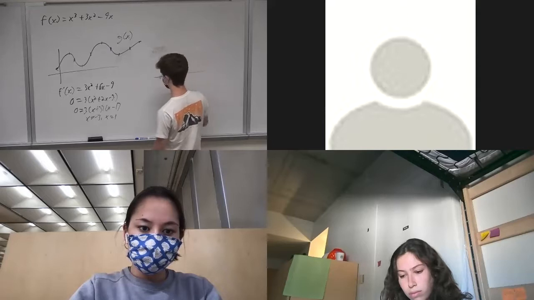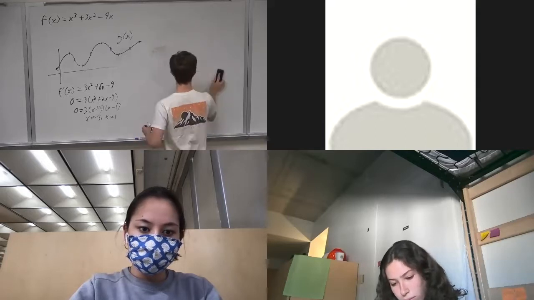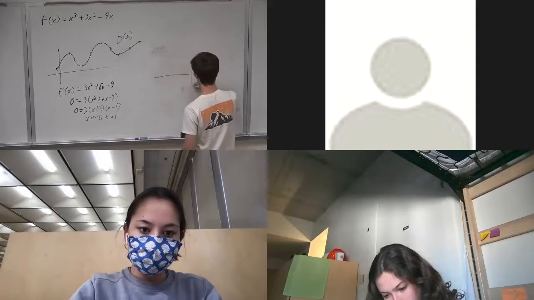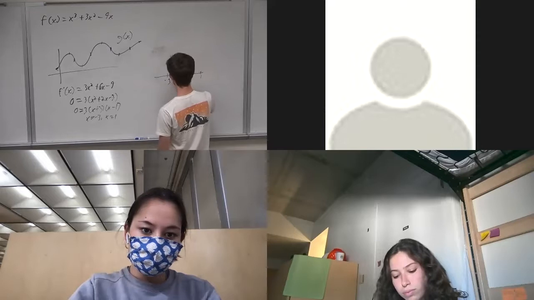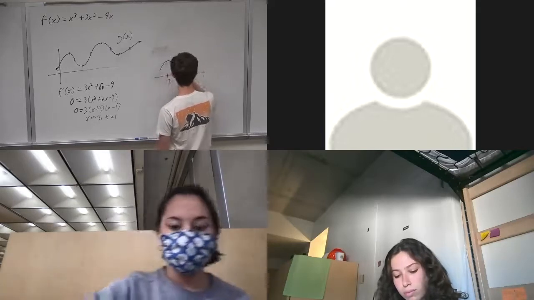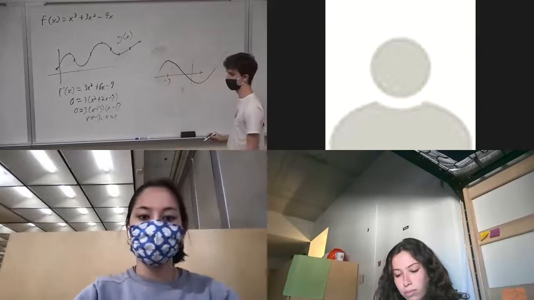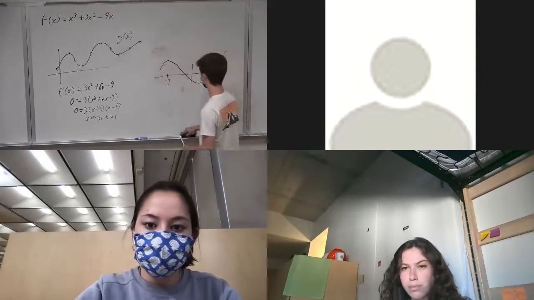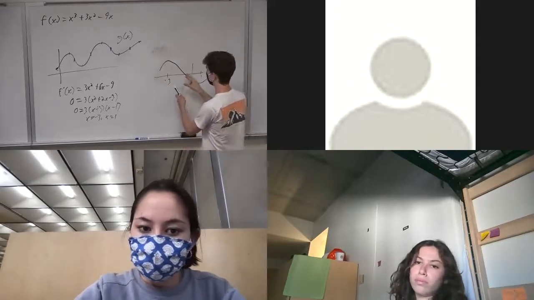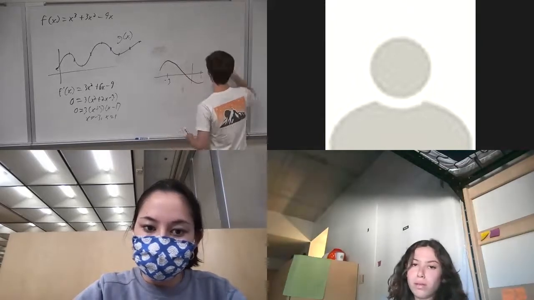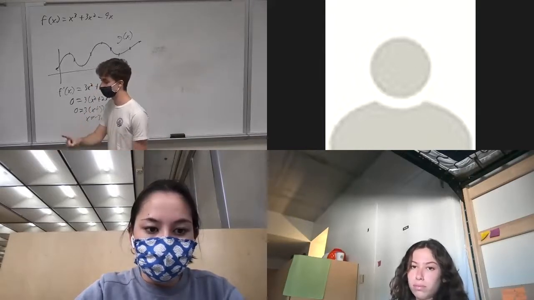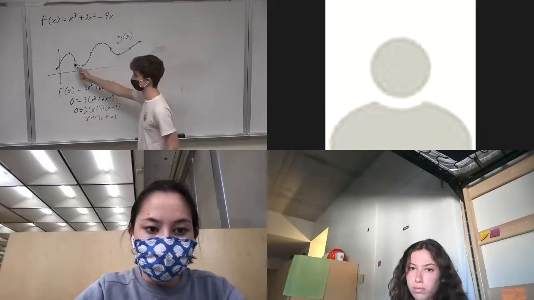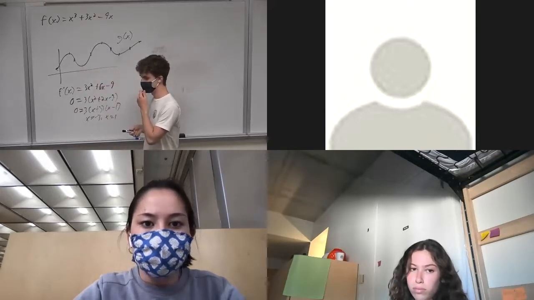So it'd be something like this, at 1 and -3. I don't know which way it is, but it'd be something like this. Cool. So we found the local maximums and minimums. That's only one part of the possible critical points, right? Because now we need to find those inflection points. So how do we find those?